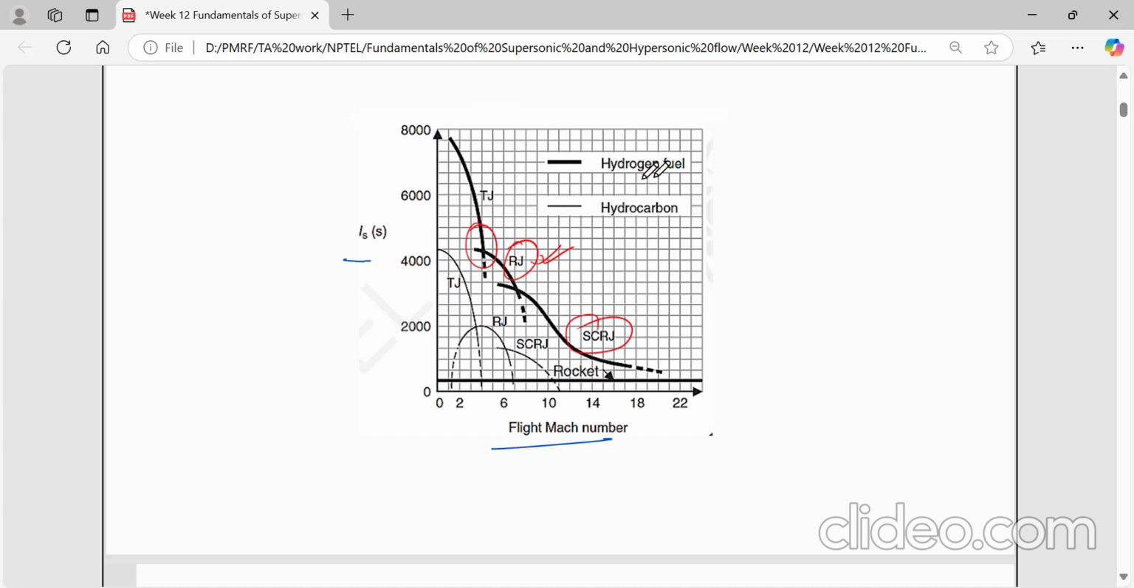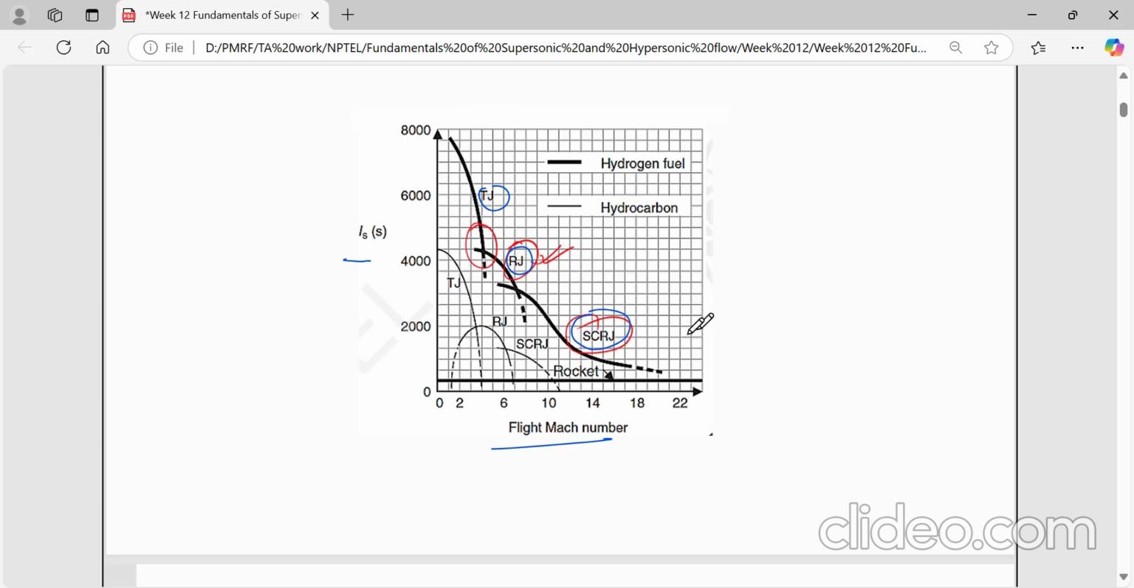And let's say for hydrogen fuel, there is the turbojet, ramjet, scramjet, and rocket engine. Initially at low Mach number, the turbojet is used, and when the Mach number reaches about 3, then at that time the ramjet is used. Ramjet is used between 3 to 6. Around Mach number 6, we use the scramjet.